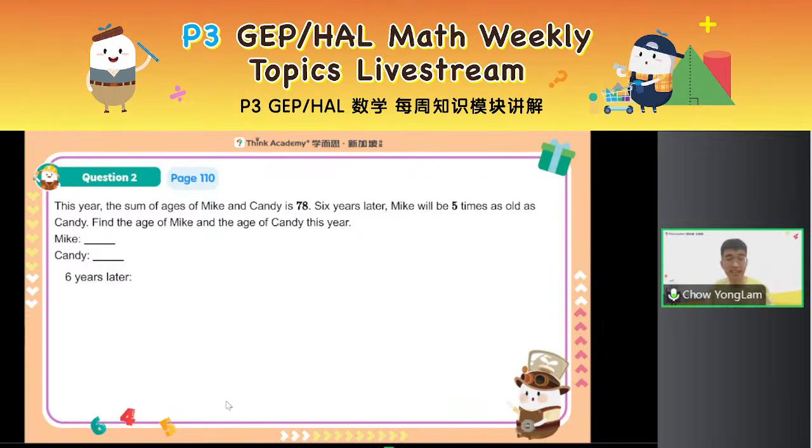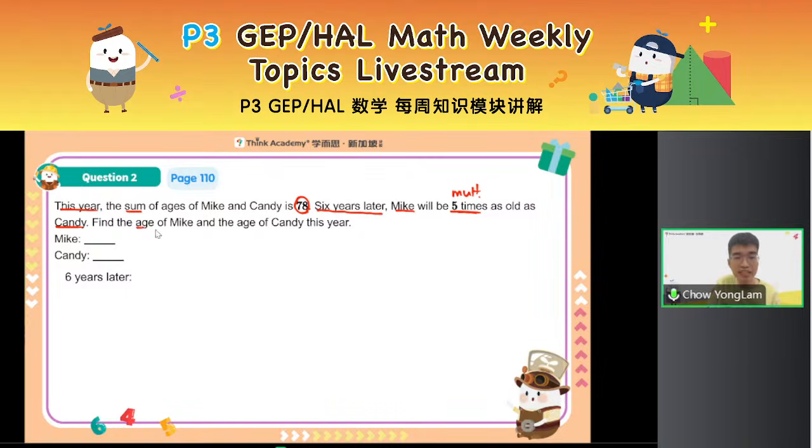Okay, now let's take a look at question 2. It's at page 110. This year, the sum of ages of Mike and Candy is 78. This is the sum this year. Now, 6 years later, Mike will be 5 times. I have a multiple relationship. Mike will be 5 times as old as Candy.